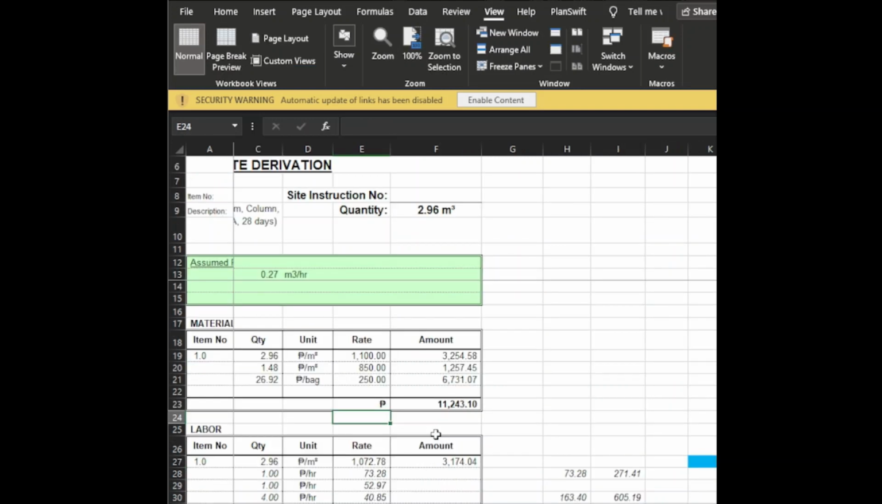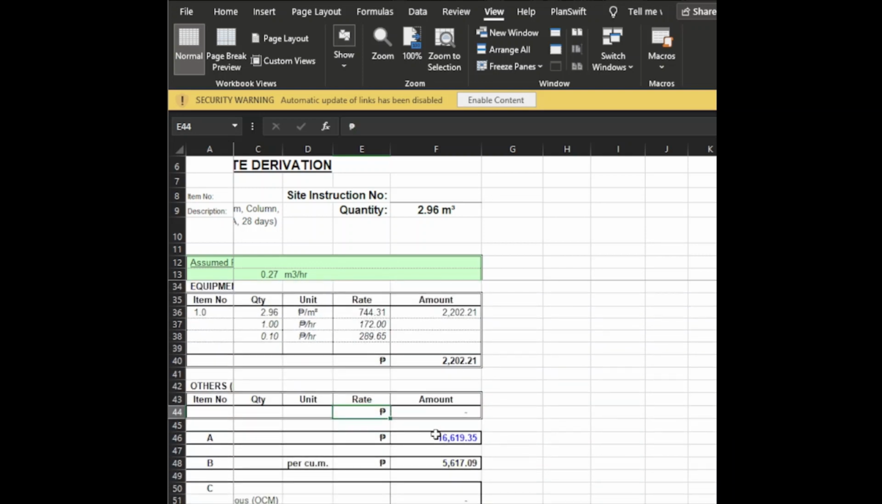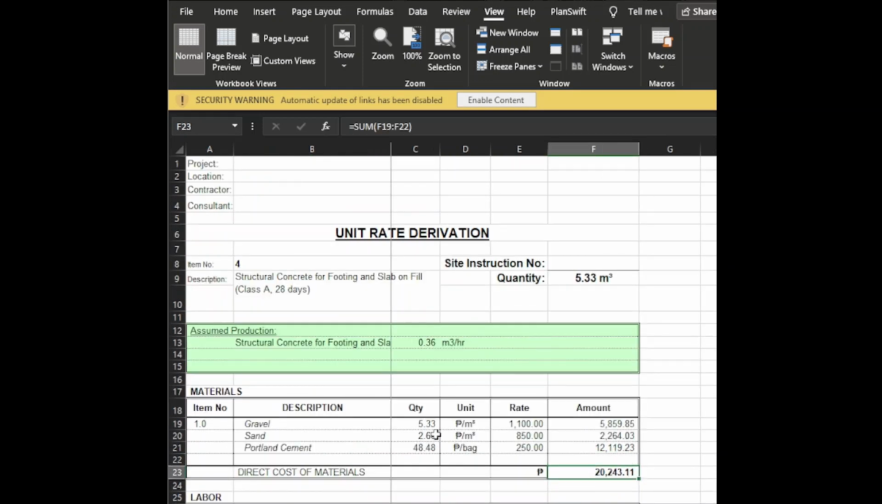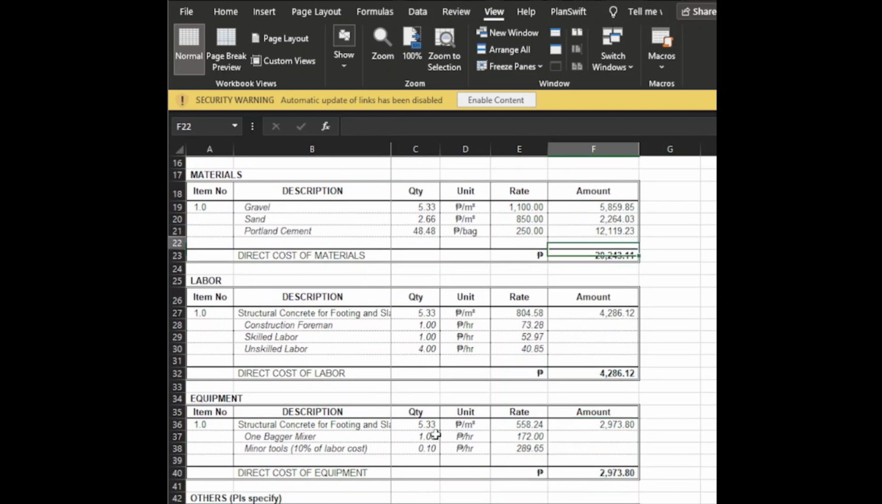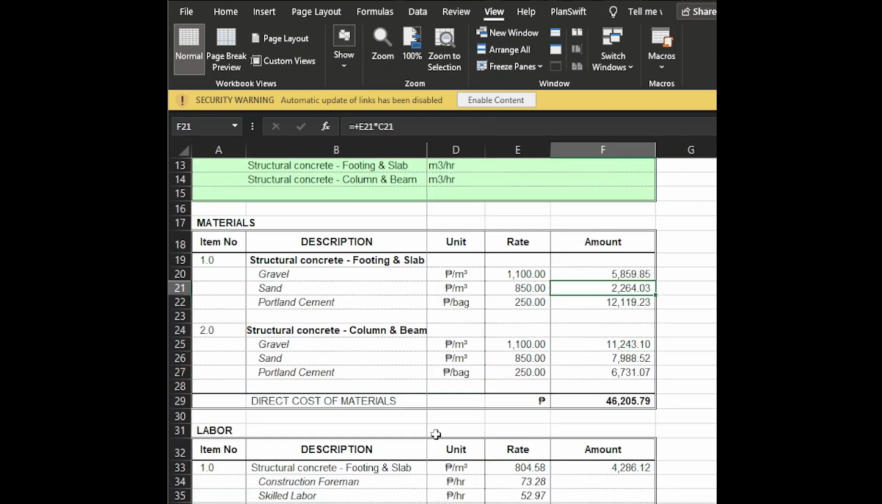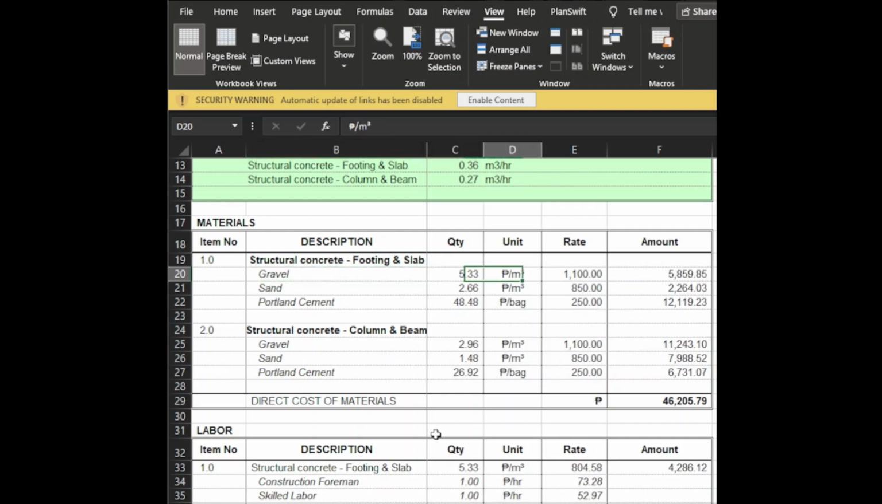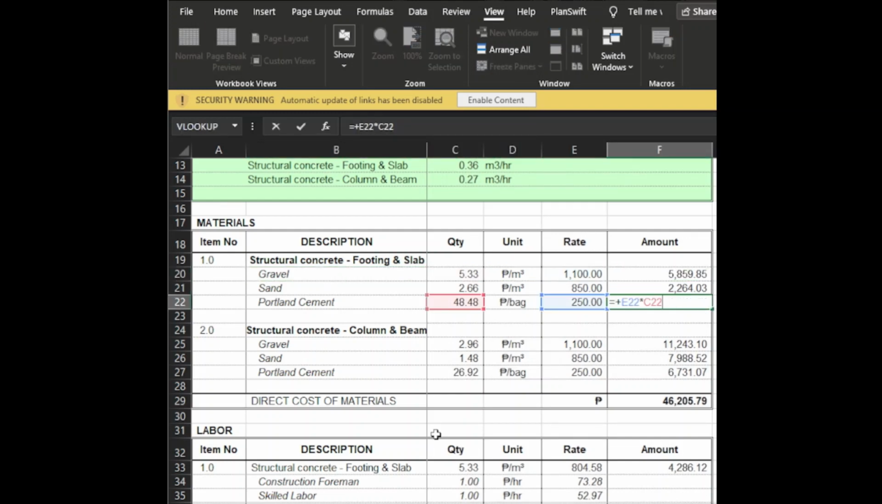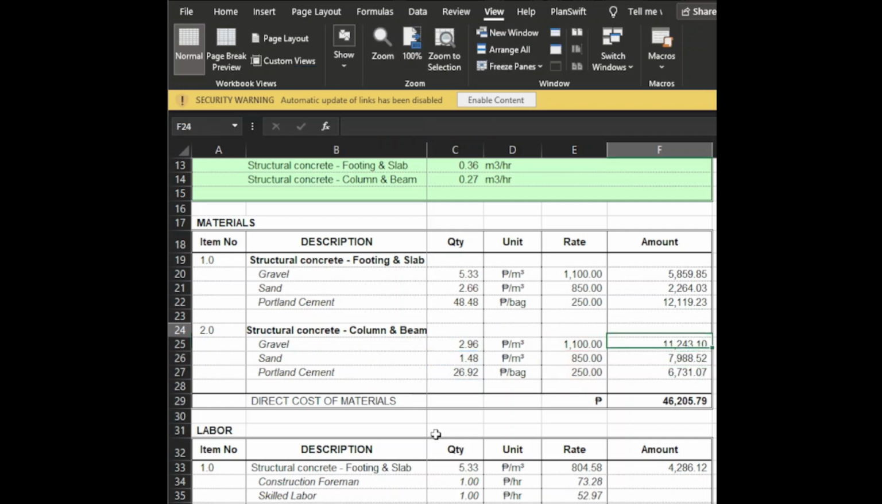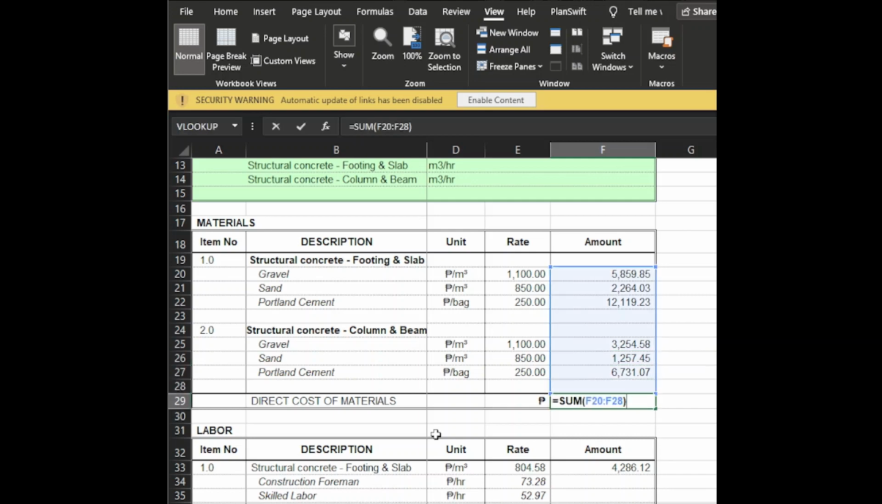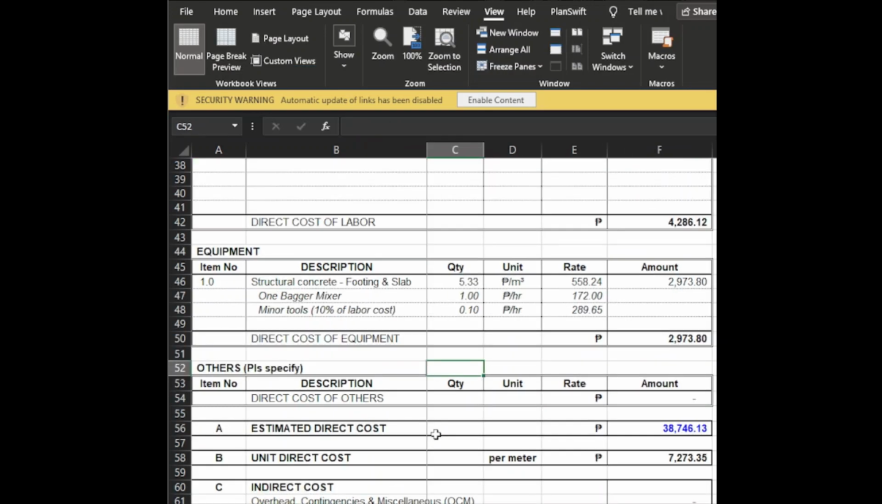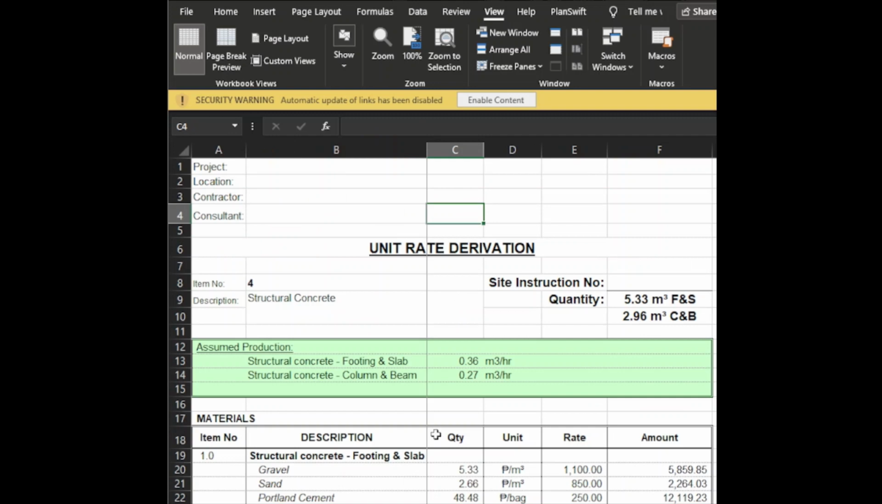I think I made a mistake here. Oh no, it's not. $5,000, 2,000. This one, so this one is the total amount. Okay, I just made a mistake with the formula, guys.